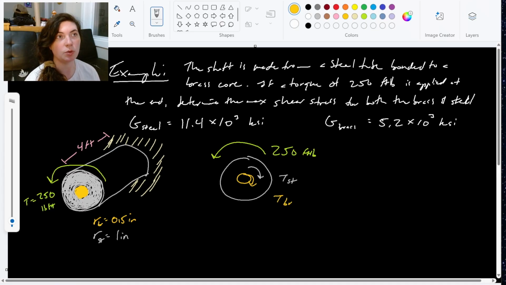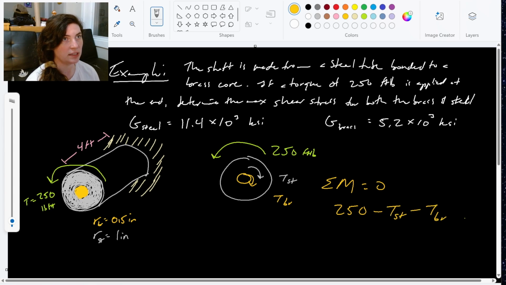So if we set up an equilibrium equation for this, we're going to have the sum of our moments is 0, which is going to be 250 minus the torque in the steel minus the torque in the brass. Or you can think about it like the torque in the brass plus the torque in the steel is going to give us 250 foot-pounds, right? They're each taking on a little bit of that torque as they're rotating.